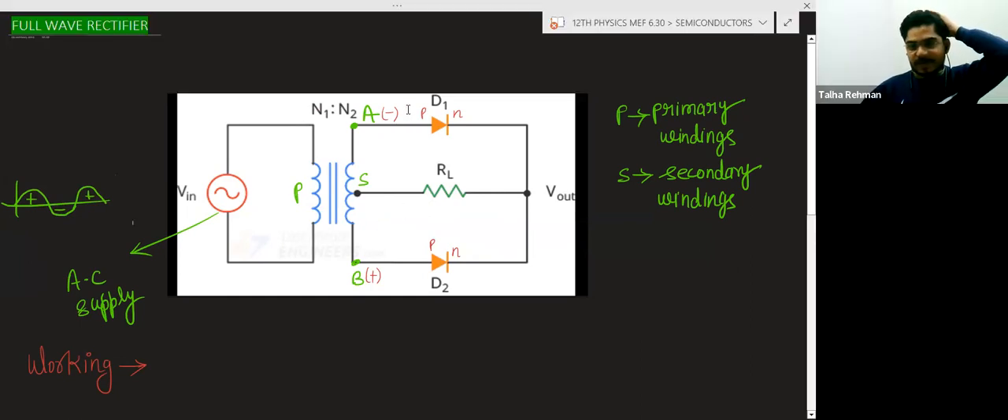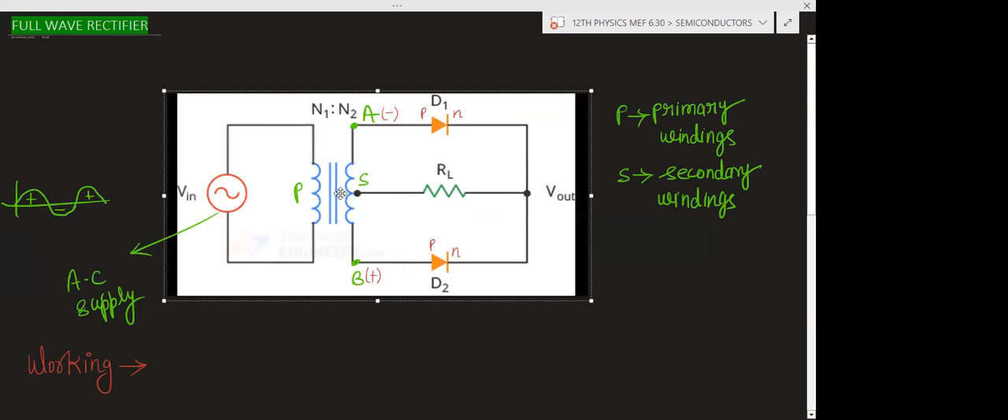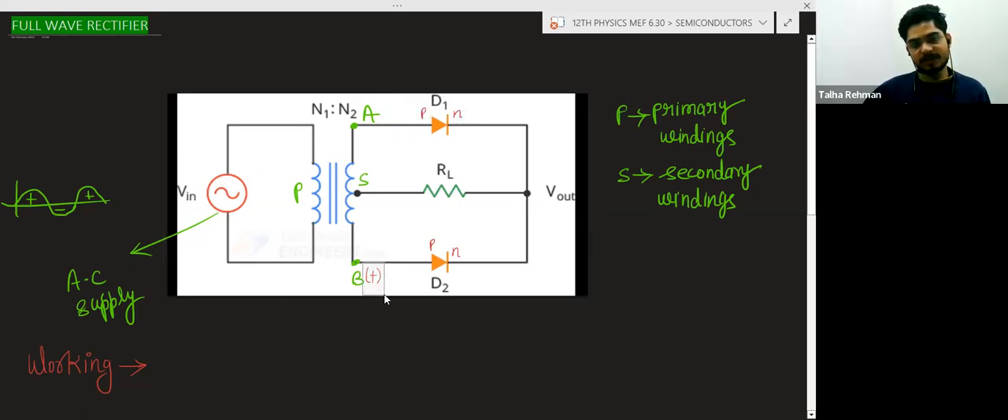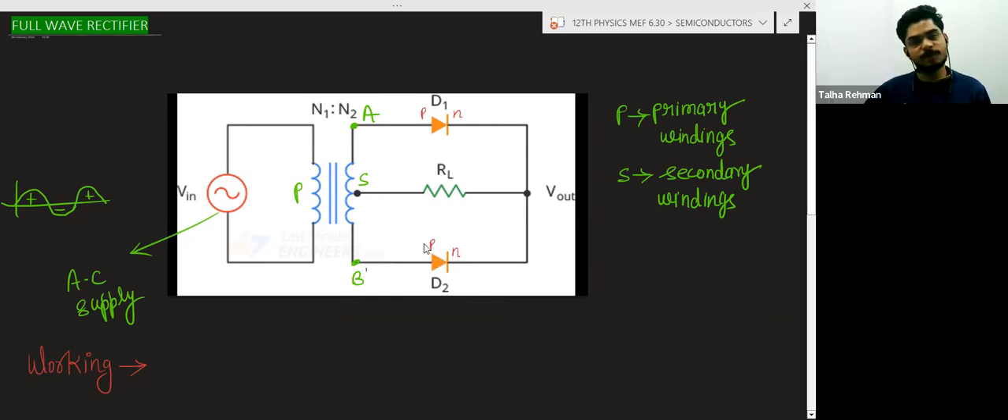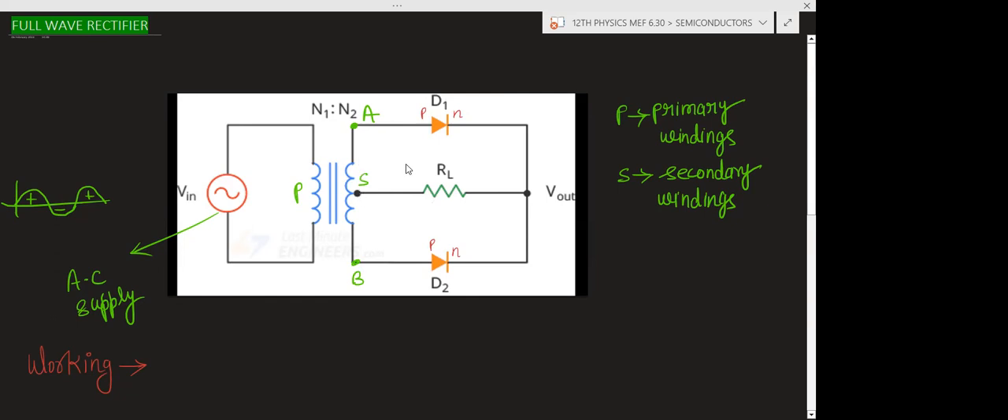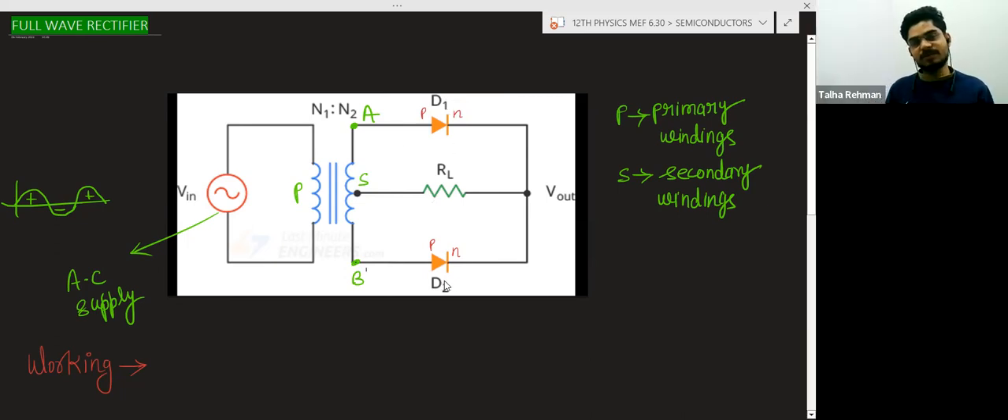Here, this is the P side of the diode, this is the N. So this is one diode and this is another diode. Here two diodes are connected, and load resistance is connected like this, with respect to the winding. Is it in series? No, resistance is not in series. We cannot say it is in series. You can say it is in parallel with the diode. This diode and this diode are in parallel.